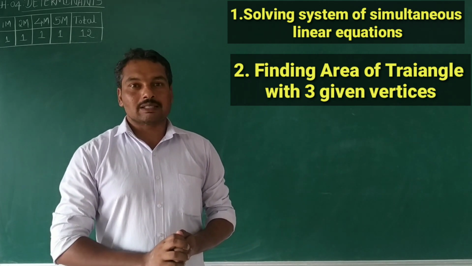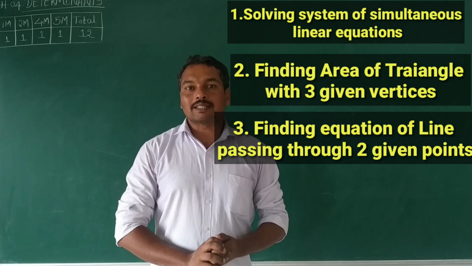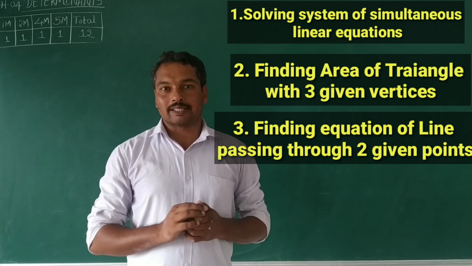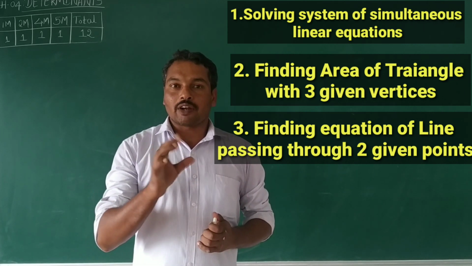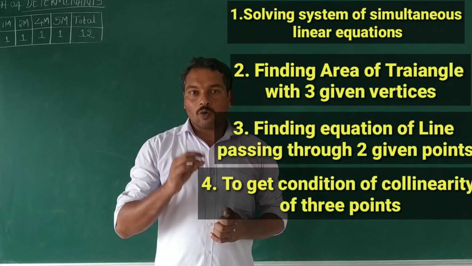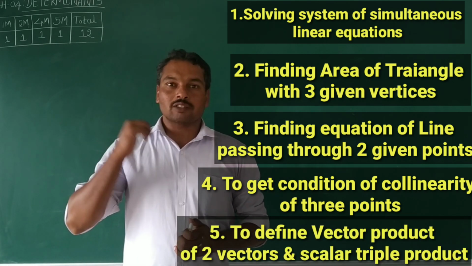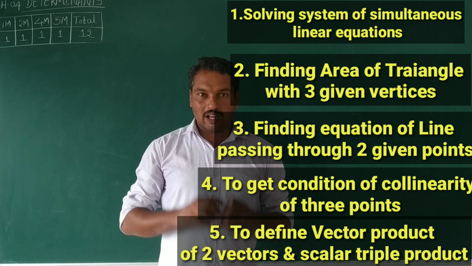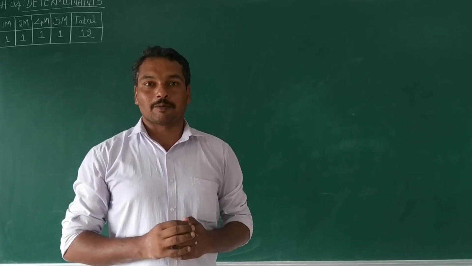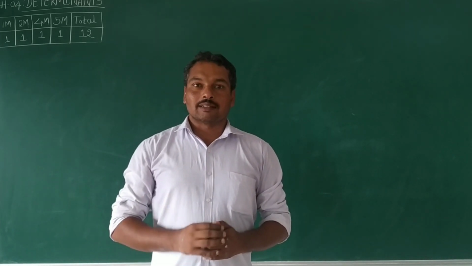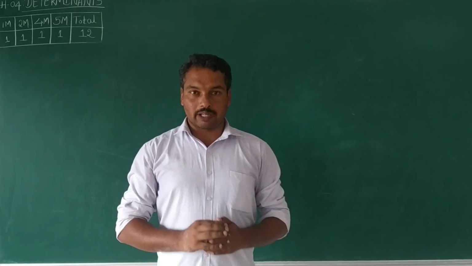And third, it is used to find the equation of a line passing through two given points, and it is also used to find the condition of collinearity of three given points. With the help of knowledge of this determinant, we can also define the vector product as well as scalar triple products. That's why the study of this determinant is very much important.